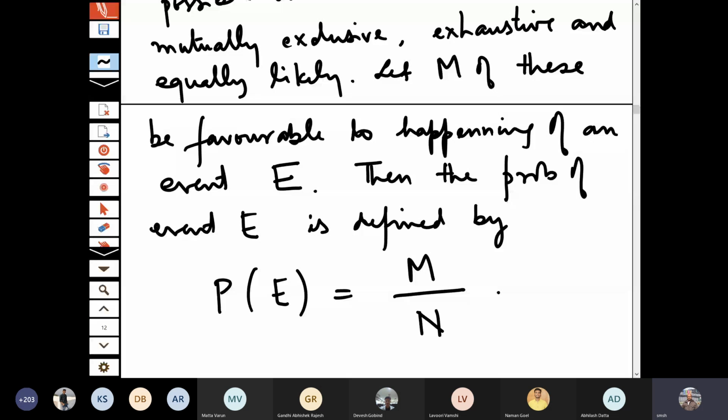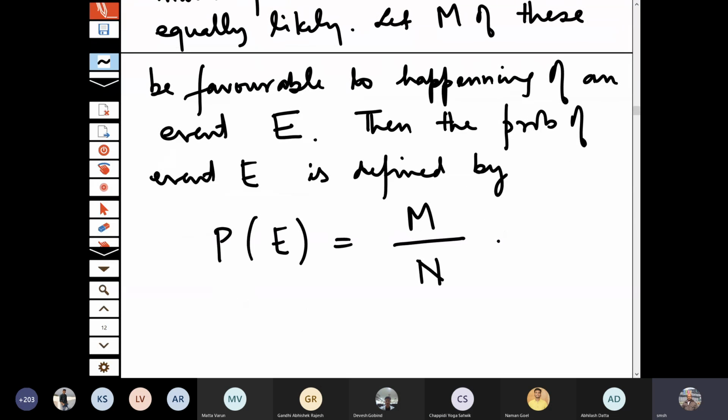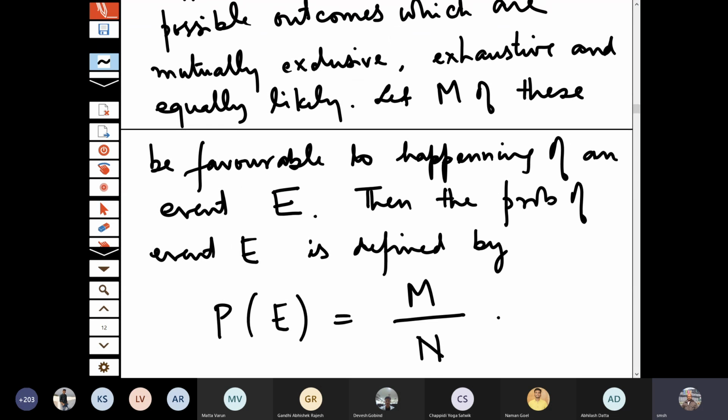Is there any student who does not know this definition? All of you know this definition? You have done it in school. Yes, sir. Okay. So all of you know, I have again repeated it because this can be considered as a method of evaluation of the probability when these conditions are satisfied.